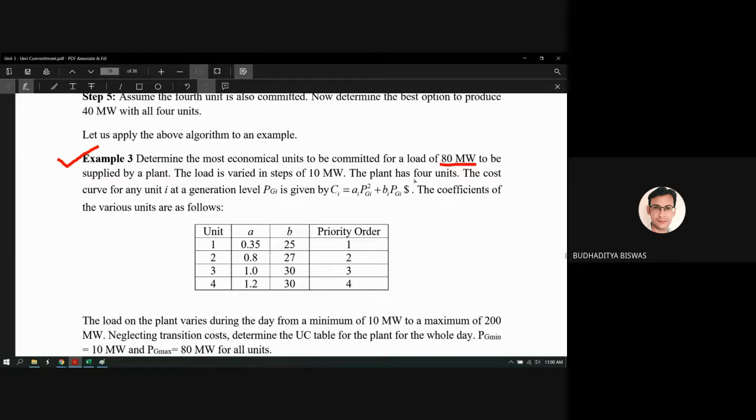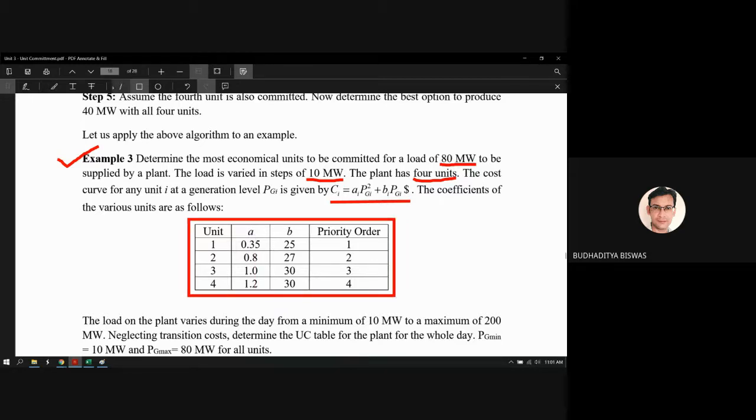The plant has 4 units. The cost curve for any unit i at a generation level PGi is given by this one. So this one is actually the cost function: Ci equal to Ai PGi square plus Bi PGi. The coefficients of the various units are given as follows. So this one is the table where all the A and B are given for all the units.